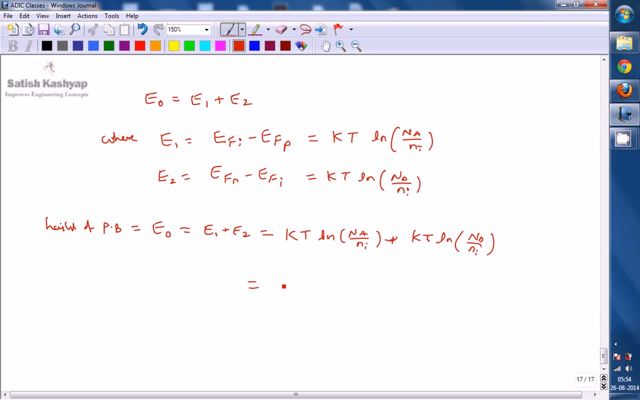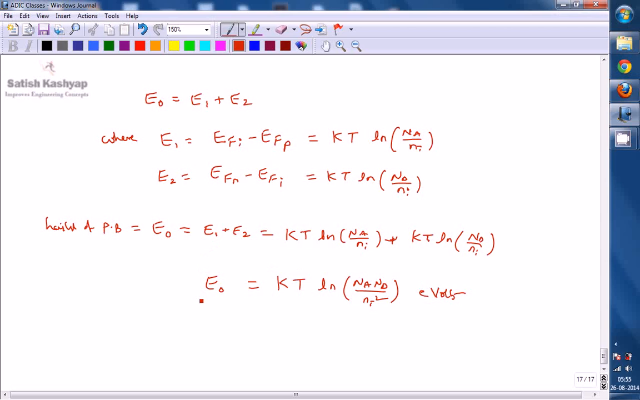If you simplify this, what you get is KT natural logarithm of Na Nd divided by Ni square. That is what E0 you will get. So E0 is equal to KT natural logarithm of Na Nd by Ni square. This is the height of potential barrier, and the units are electron volts. From this equation, we can write the potential barrier voltage also, V0. V0 is nothing but E0 by q.